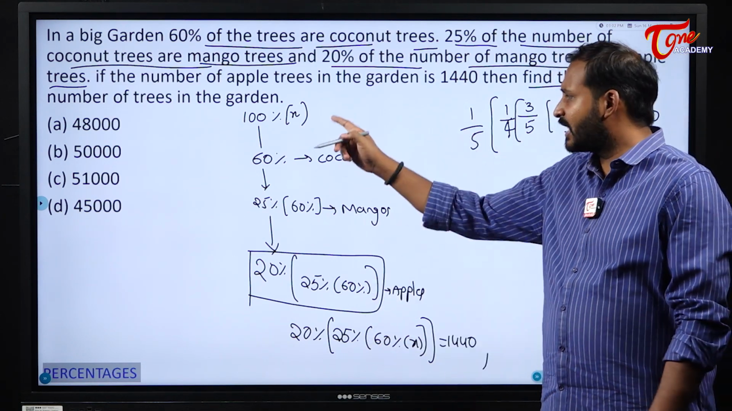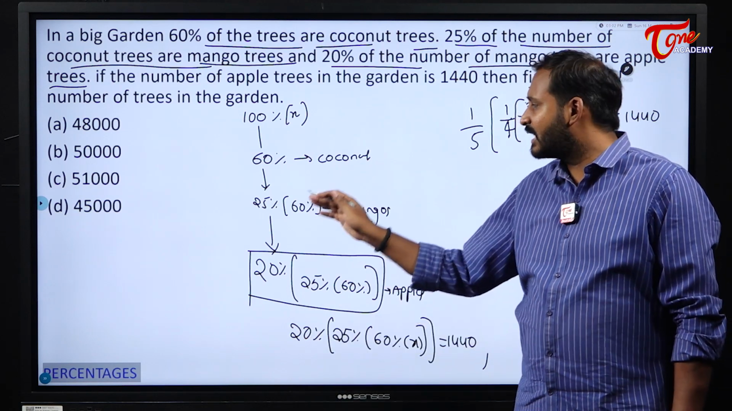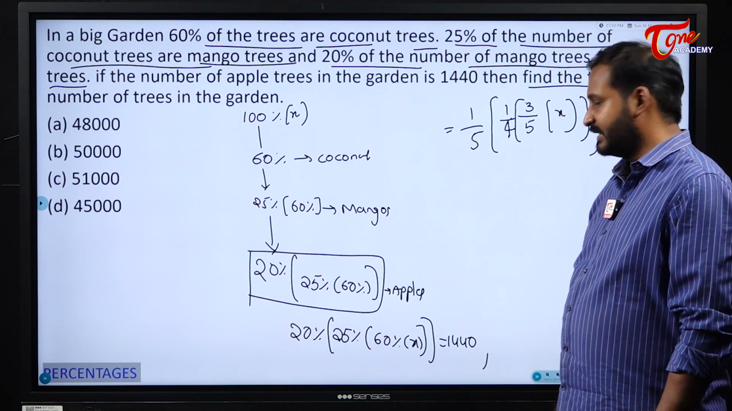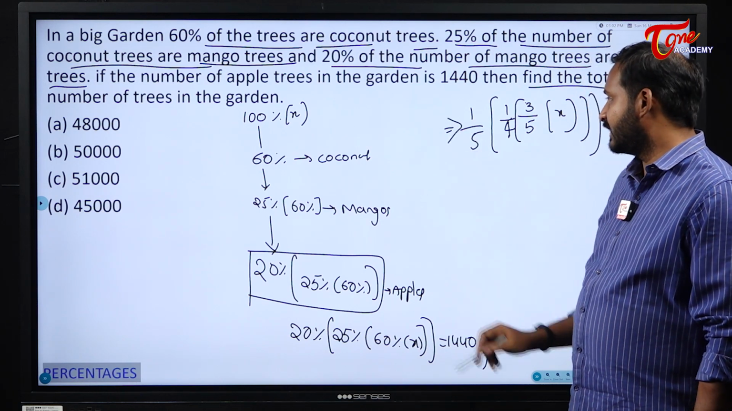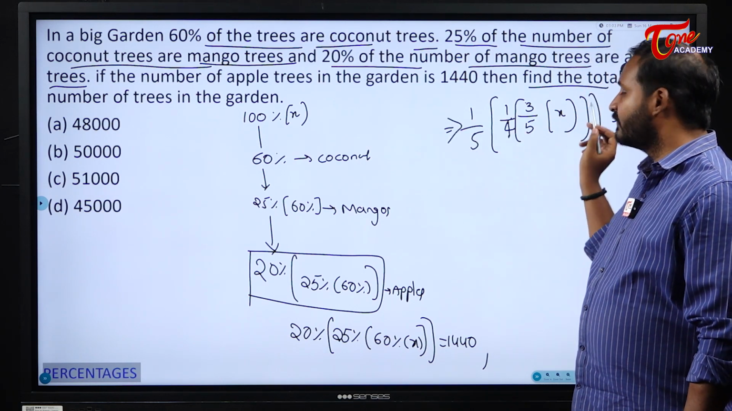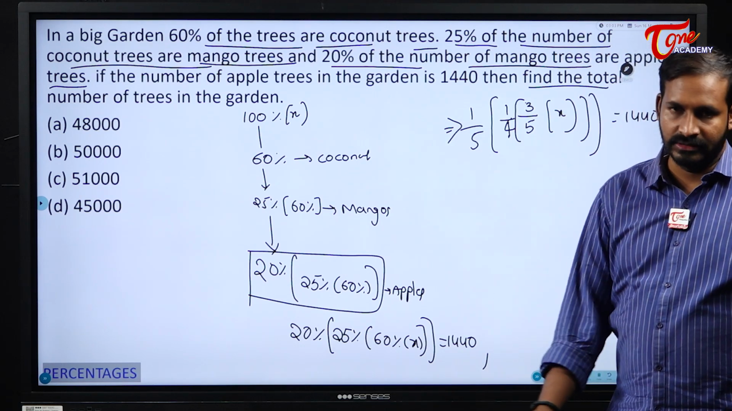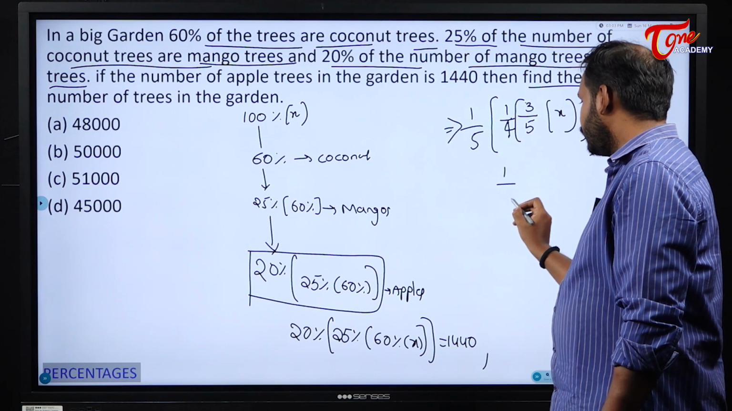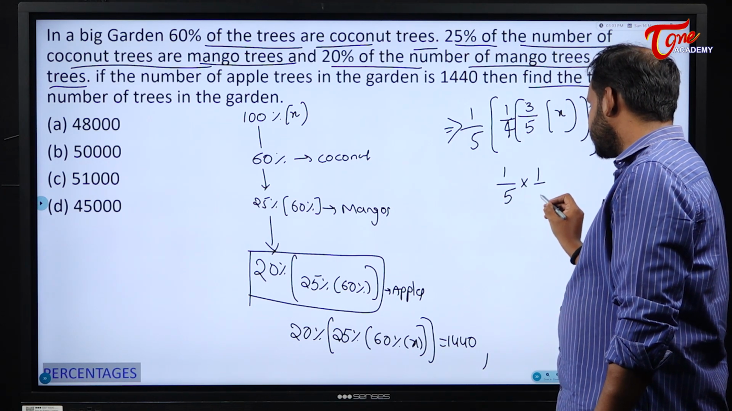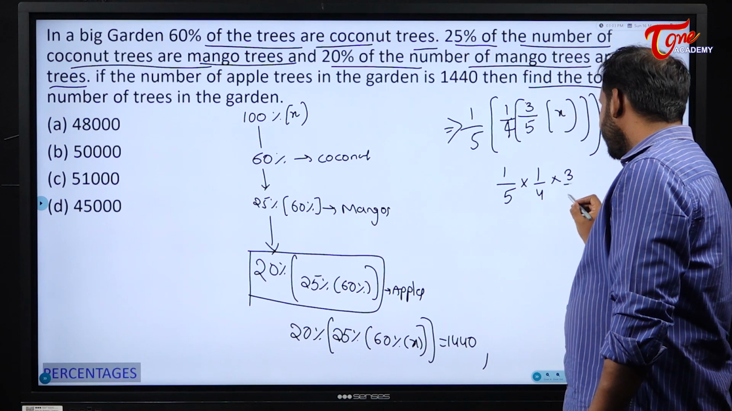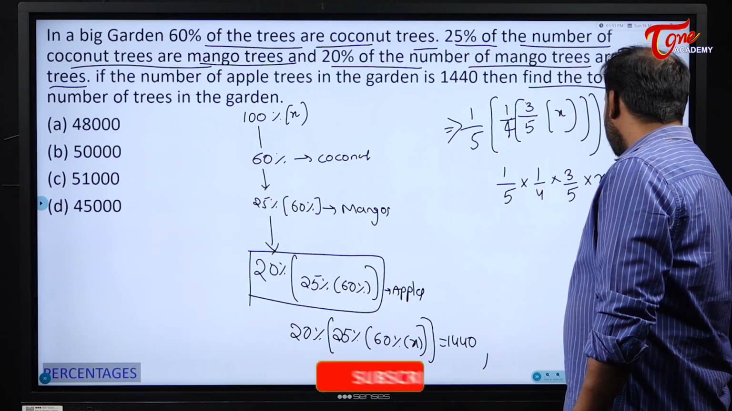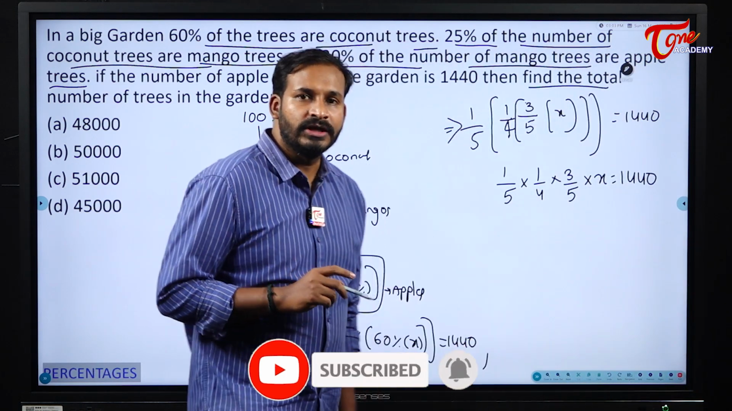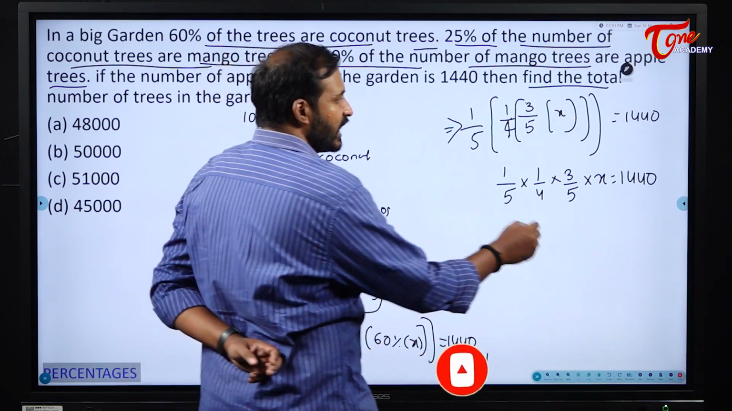Here we are writing in words and later converting it into fractions. In this case, I am writing it directly. 1/5 of 1/4 of 3 by 5 of x is equal to 1440. So for your understanding, I am writing it once again. 3 by 5 into x is equal to 1440 for me. So when you cancel it, what will you get?